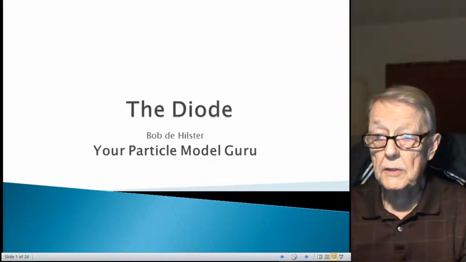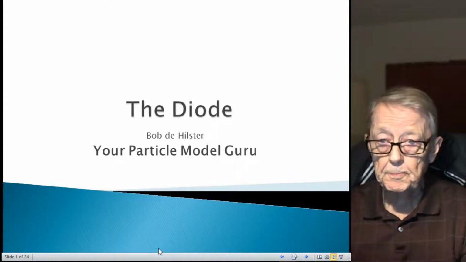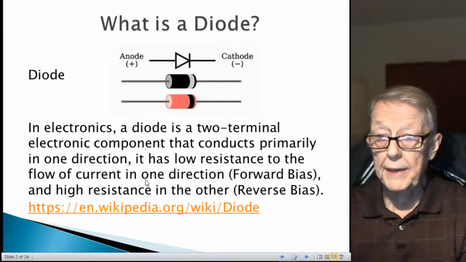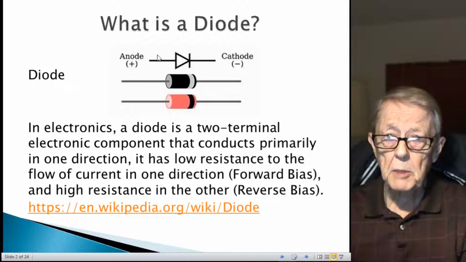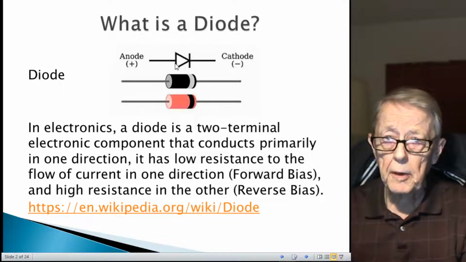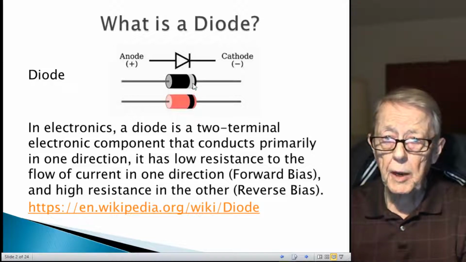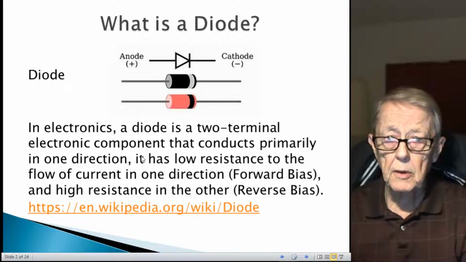Today's video is on the diode, an electronic component used in circuits. So the question might be, what is a diode? If you're not familiar, this is a symbol for a diode. It has a positive end called the anode, highlighted by the triangle, and a cathode they call the negative end. A typical diode would look like this with a stripe, where the stripe identifies the cathode end. And it's a two-terminal component that conducts primarily in one direction.